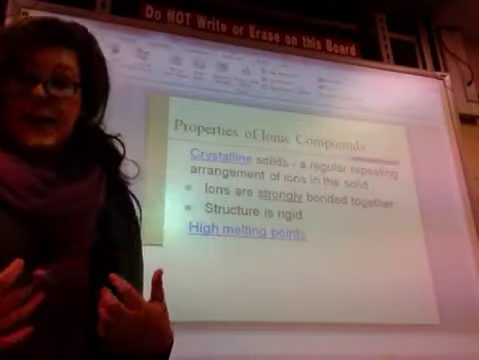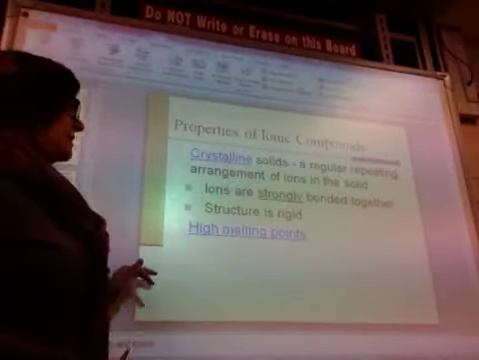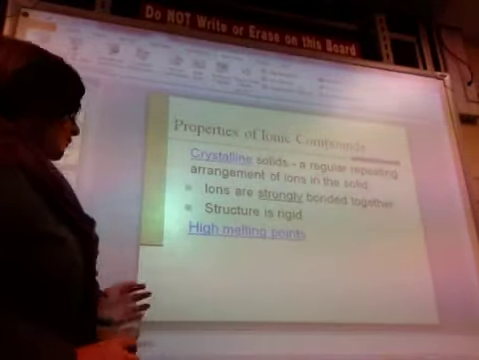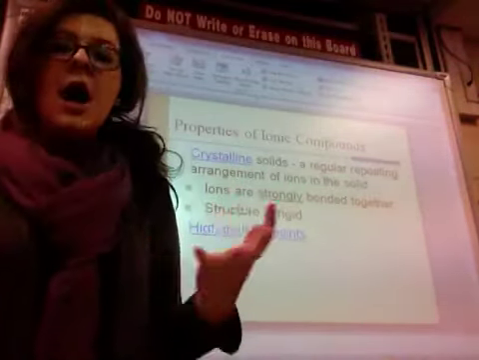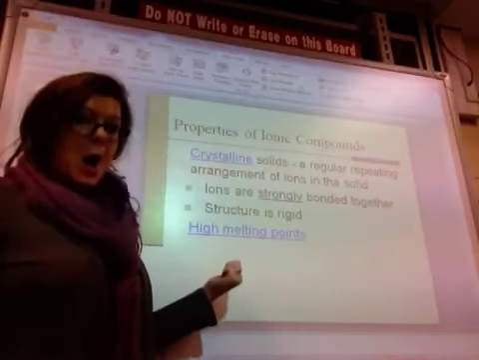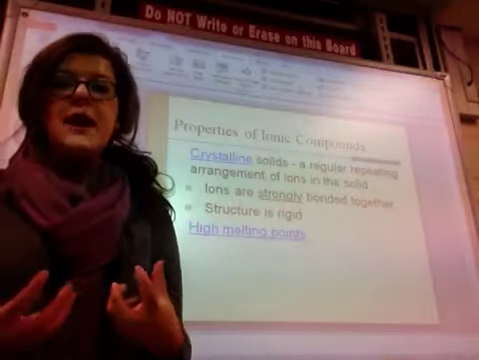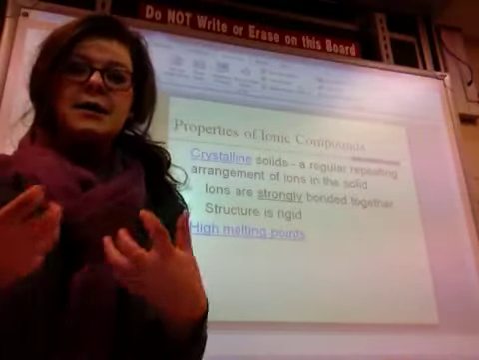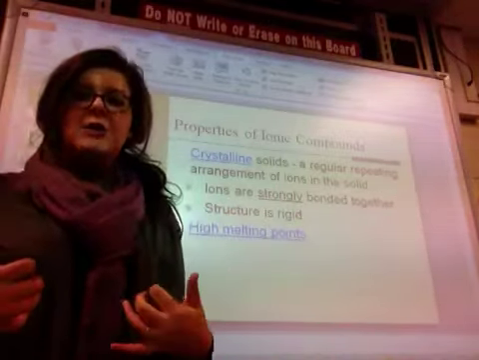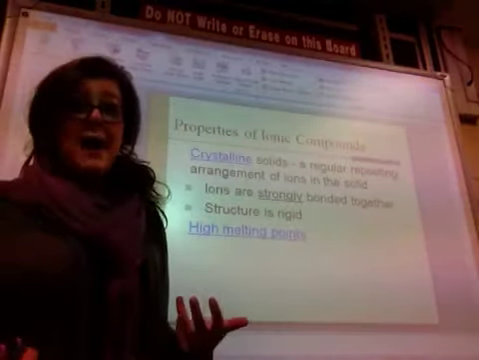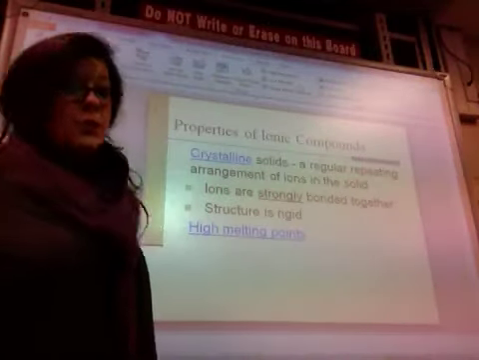Ions are strongly bonded together, which means this force of attraction, this Coulombic attraction, is really holding them in place. The structure is also really rigid. Ionic compounds have really high melting points. So it's going to take a ton of heat to break the bonds in ionic compounds. The reason is, again, this Coulombic attraction is holding them so tightly together, trying to keep them so closely bound together, that it's going to take a lot of energy to overcome that attraction. So ionic compounds or formula units have really, really high melting points.